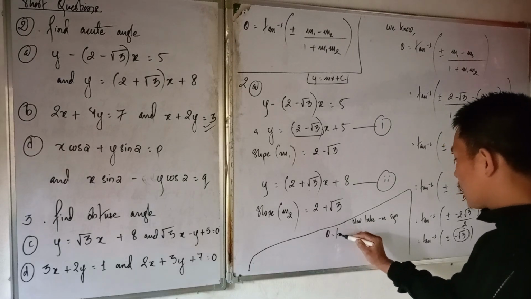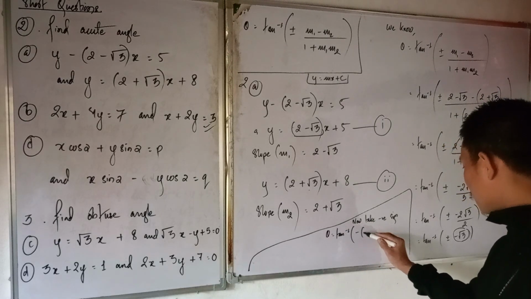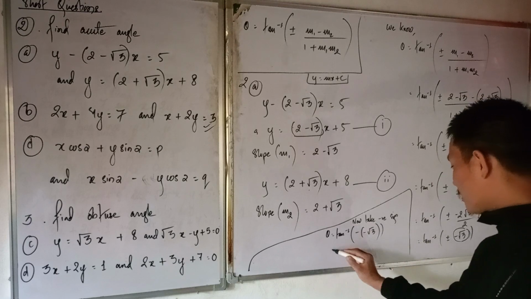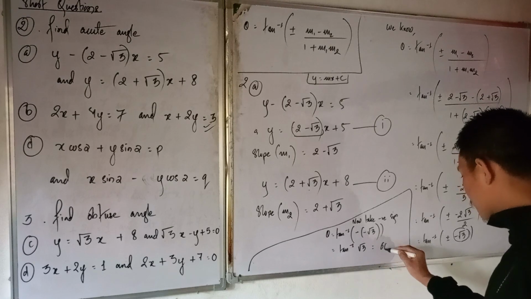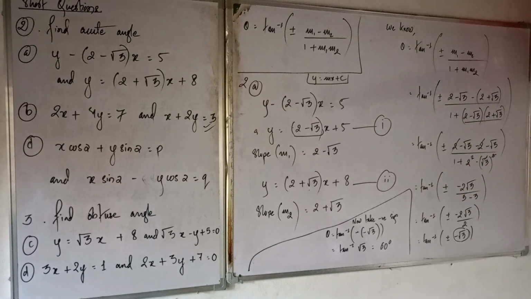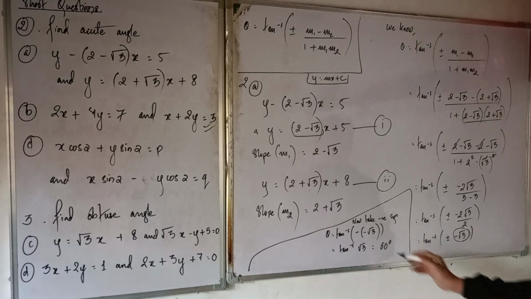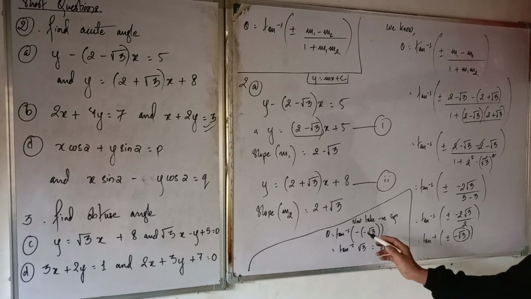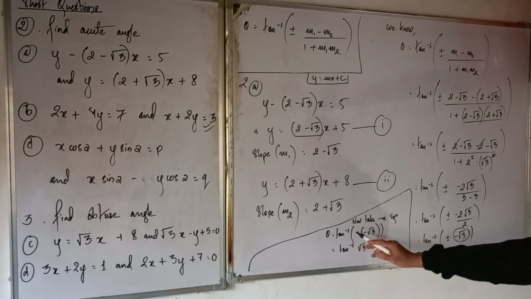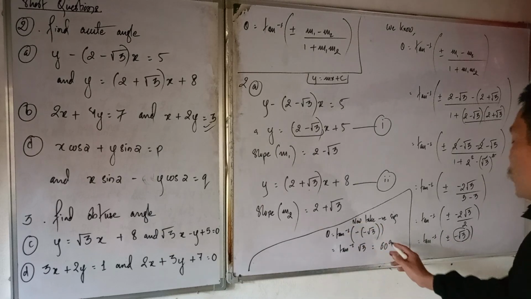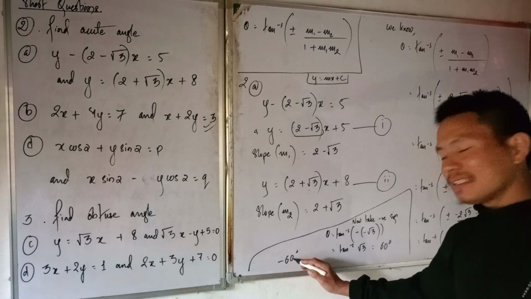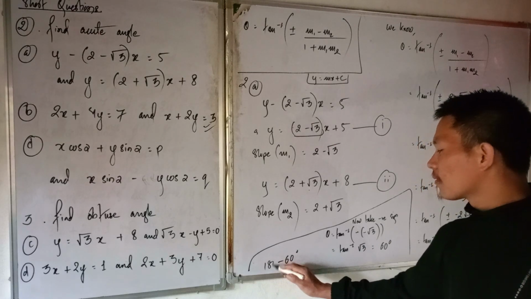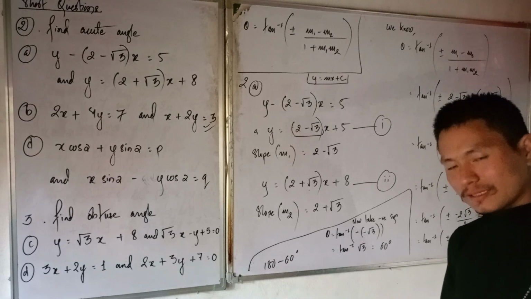Theta equals tan inverse of minus root 3. So minus minus becomes plus, and tan inverse of root 3 is 60 degrees. If you want to find the obtuse angle, you just take the positive sign, and the negative root 3 stays as it is. If you use the calculator, you will not be given this 60 degrees, you will be given minus 60 degrees. Minus 60 degrees means you have to do 180 minus 60.